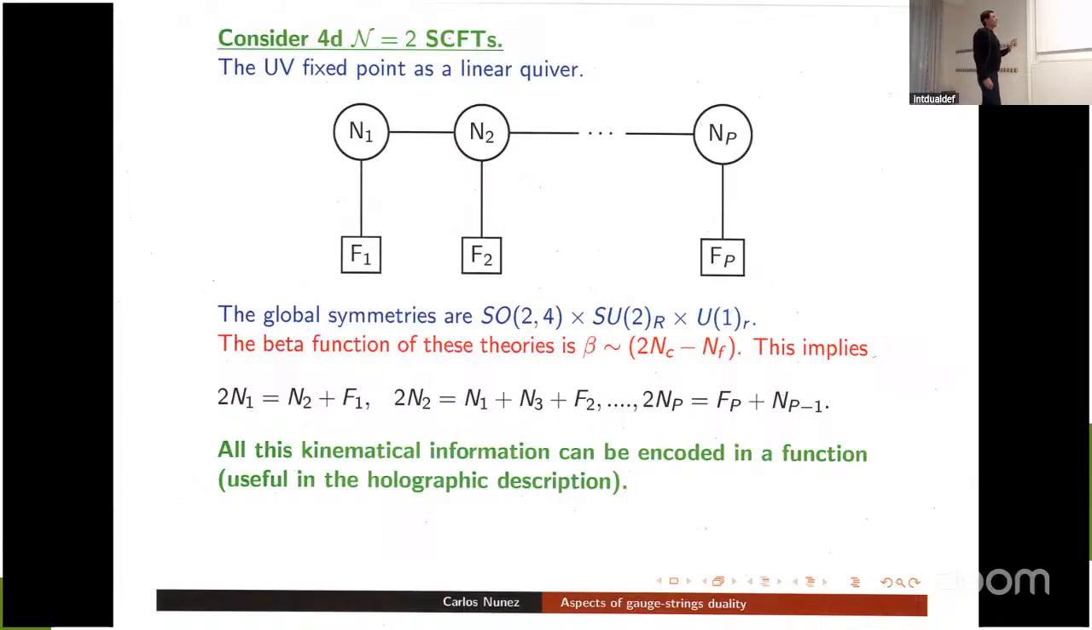There is a way of encoding all these equalities and all this numerology in one single function that turns out to be quite useful for the holographic description. So I'm going to start describing that simple function. Before that, any question or comment before I launch into it?